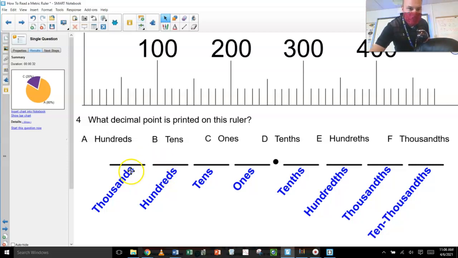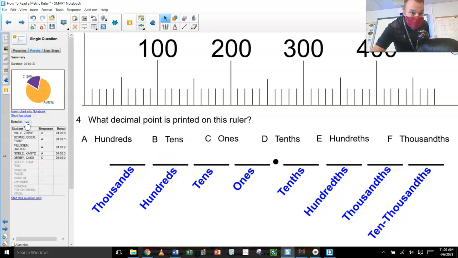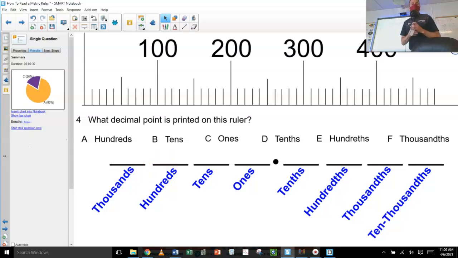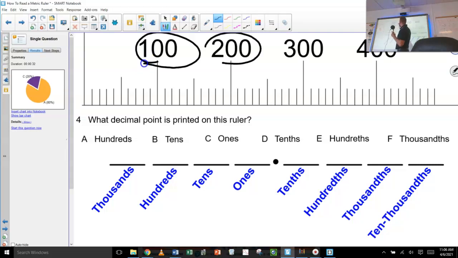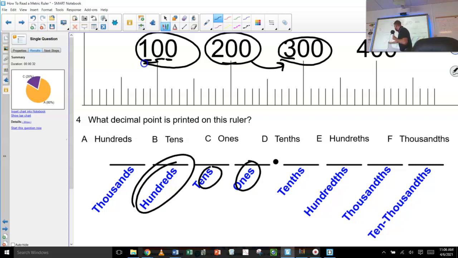A. Why is it A, Eddie? 100, 100, 200, 300, 400. Yeah, if you look at the numbers that are printed here, how much are they going up by? Hundreds. And if you look, these are hundreds. Oh, there's three decimal points. Look at right here. We're over here at the hundreds. So that's how you can tell what they are.